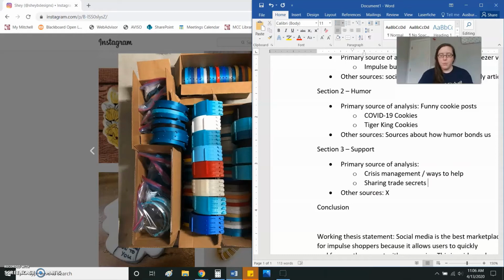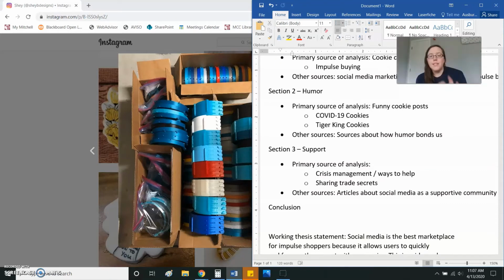And so we have this support. And off the top of my head, I can't think of specifics, so I would probably look for just articles, probably not scholarly articles. Maybe I would try to look for scholarly articles, but I would probably just look for articles about social media as a supportive community. Let's say this is as far as I go. And I think that you might decide to have 4 or 5 topics, and that's fine.